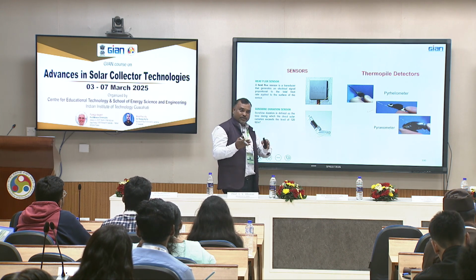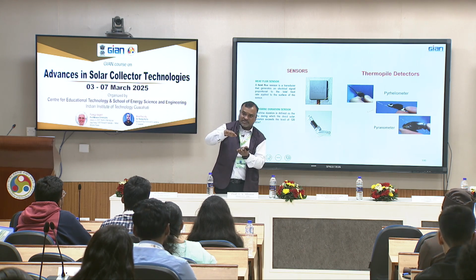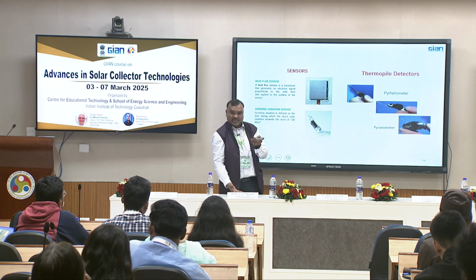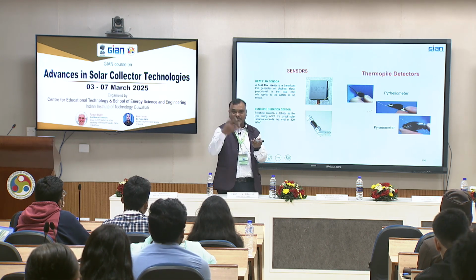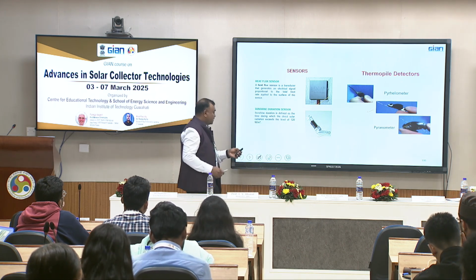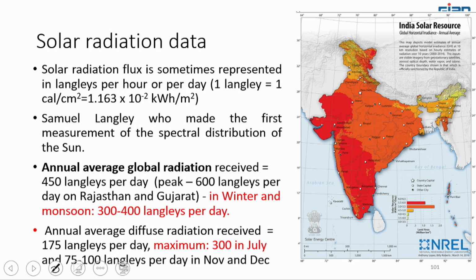When we consider the pyranometer, solar radiation falls on a black surface where we place heat sensors, and the other sensor is beneath, not affected by the radiation. The EMF generated is then converted into watt per meter square. That's how we do the calculation. Langley was a famous scientist who first measured the spectral distribution, and that's how we know him. Langley is also a unit of solar radiation.